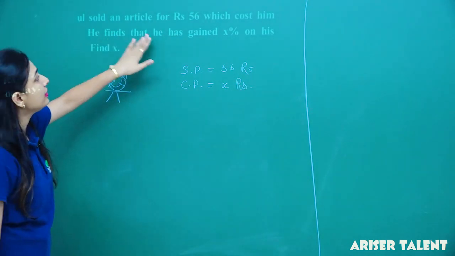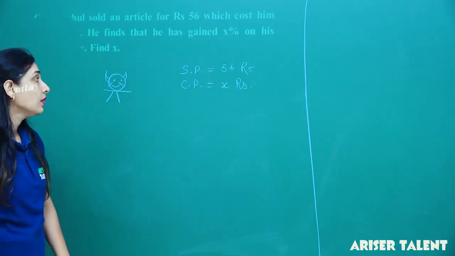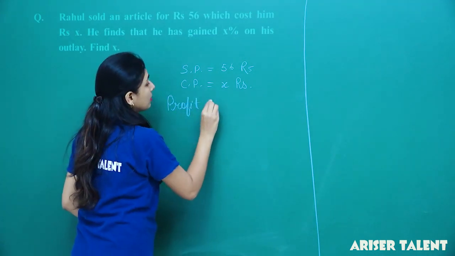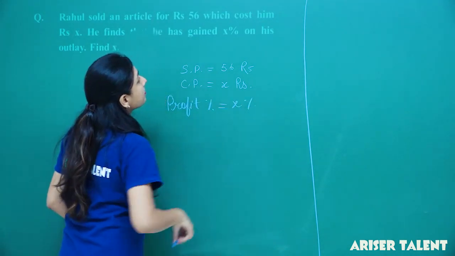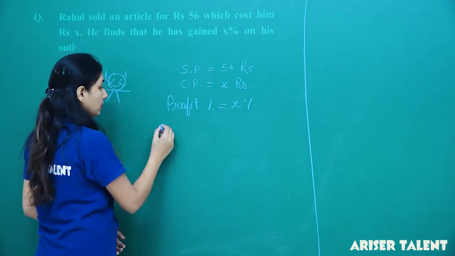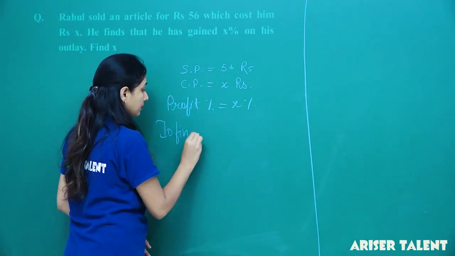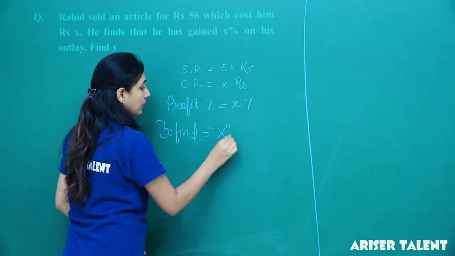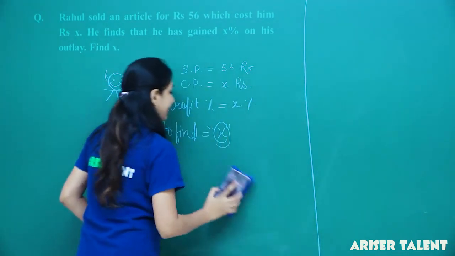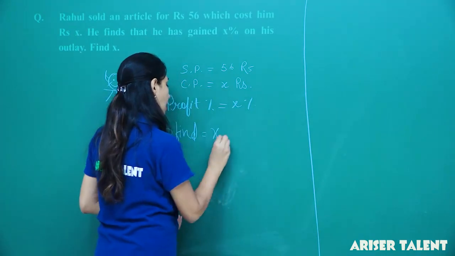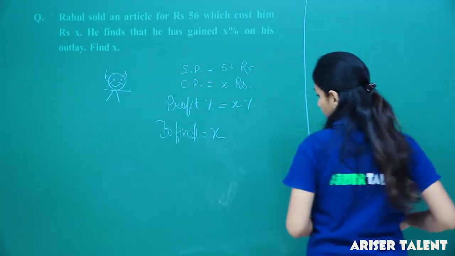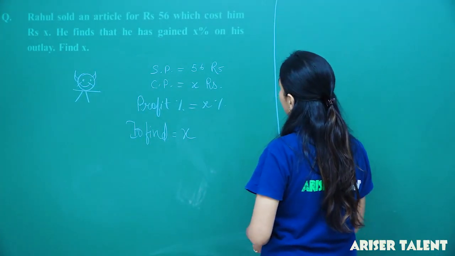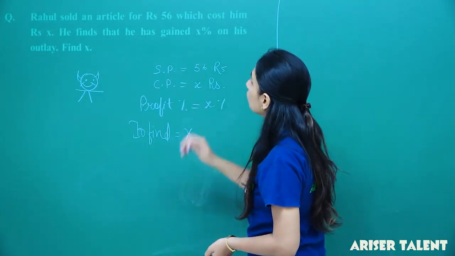It is saying that he finds that he has gained X percentage. So the profit percentage equals X% on his outlay. Find X. Now you have to find the value of X. So how will you do that? Rahul sold an article, and we have to find something related to profit percentage.